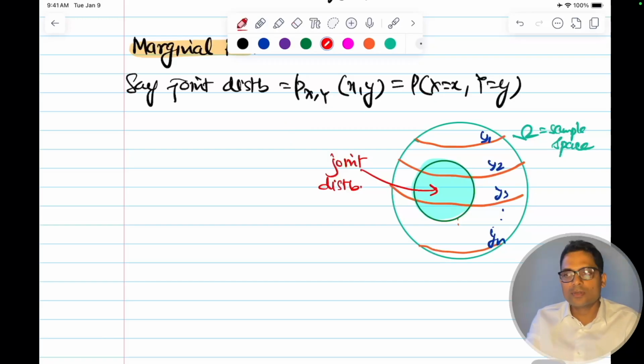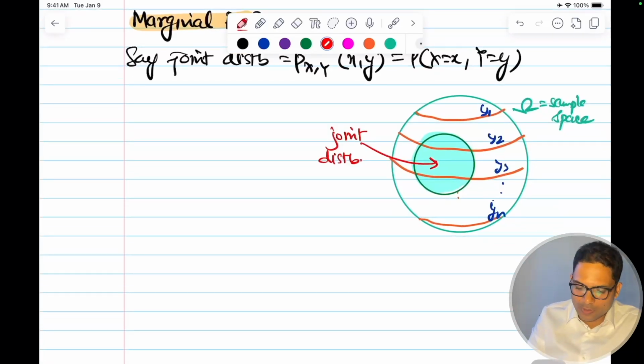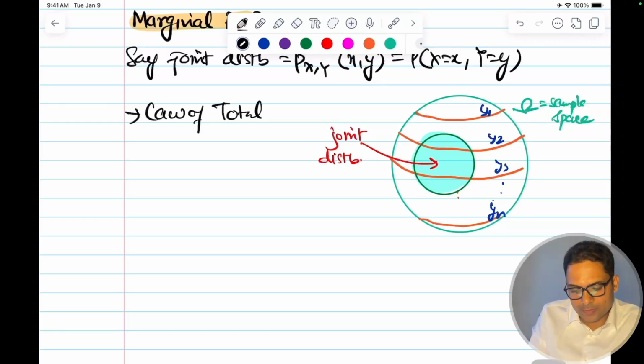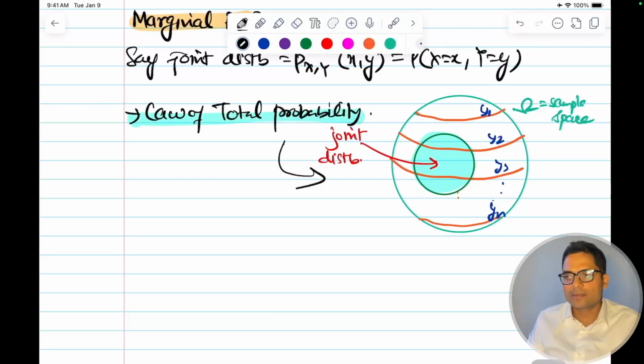For finding the marginal distribution of x, we'll have to do this. And this is from the law of total probability. Probably I'll put the link of that video also in this, just to explain to you the law of total probability again.